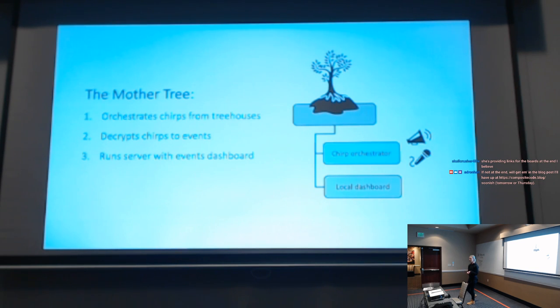So it's an orchestrator, and it will decrypt the chirps, and then it can send that to a dashboard where I, as a human, can see at a glance what that looks like. And then it runs the actual server that I wrote the dashboard for as well. So it's a Raspberry Pi that is essentially just running a couple of processes, and it has stuff on cron jobs that runs to do the orchestration.